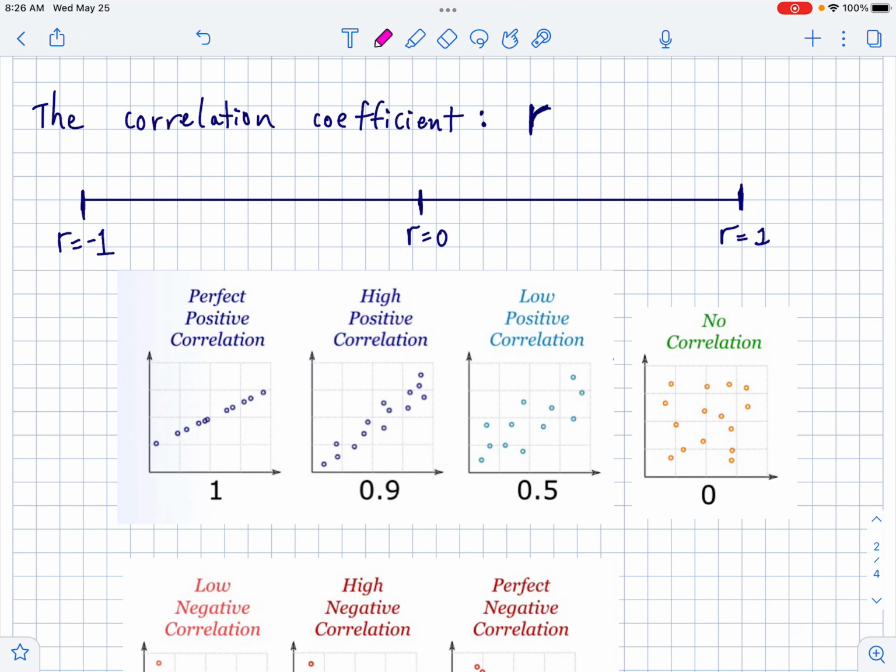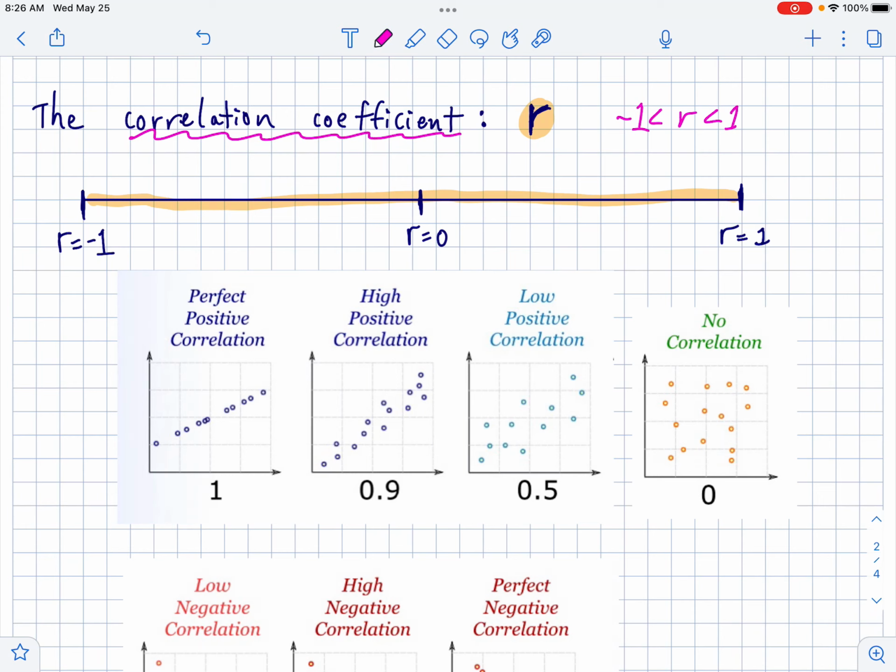So the letter that we're going to be using for correlation is lowercase r. This is the correlation coefficient. Now, r has to be between -1 and +1. Like, there's no such thing as an r value of 2. It can only be between +1 and -1. It can be decimals in between -1 and +1.